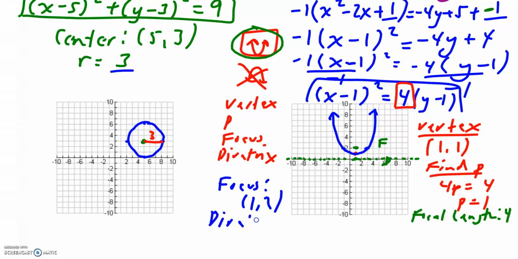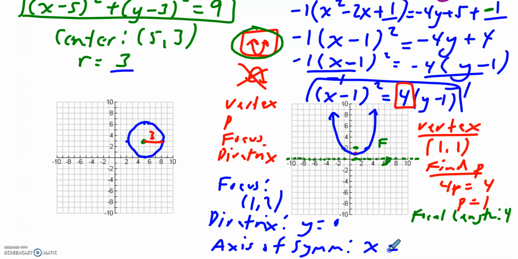My directrix is at y equals 0 because it's a horizontal line. And why not? My axis of symmetry is the line that cuts the parabola in half. So that would be x equals 1.